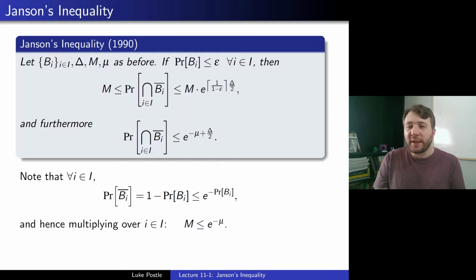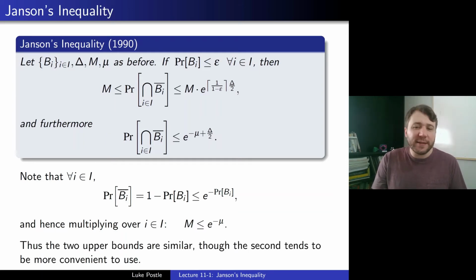The first bound has this 1 over 1 minus epsilon factor that the second doesn't, so they're slightly incomparable, but really they're quite similar, and the second tends to be more convenient to use in practice, since it may be a bit hard to actually write down this product to find this M. And so then you just use the e to the minus mu, which may be a bit easier.